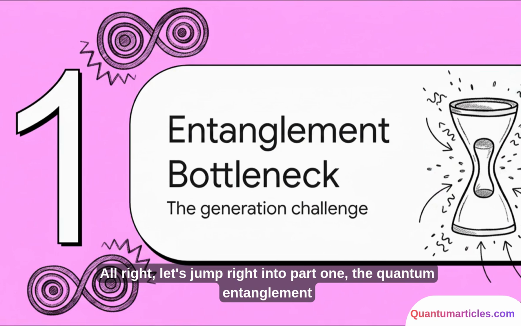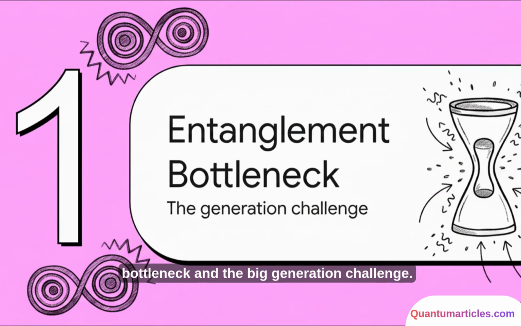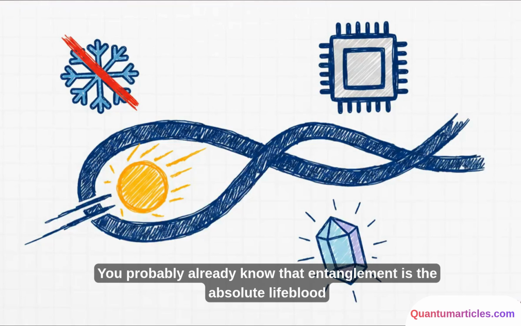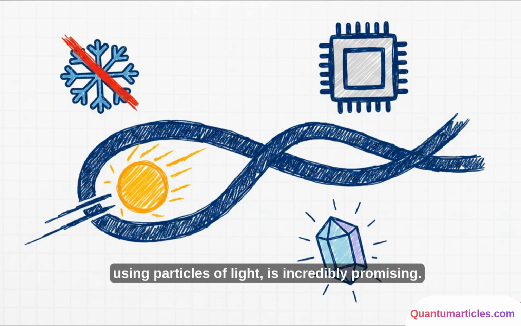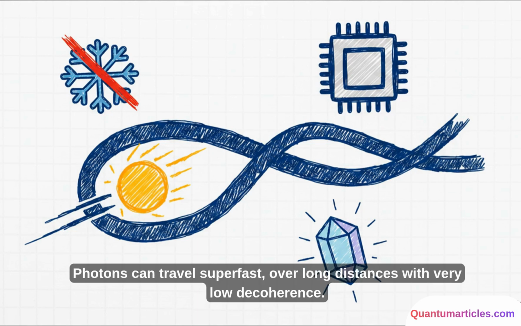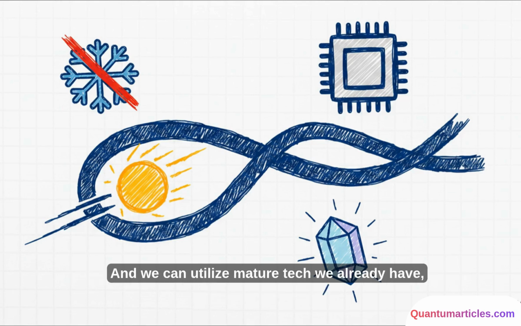All right, let's jump right into part 1, the quantum entanglement bottleneck and the big generation challenge. You probably already know that entanglement is the absolute lifeblood of quantum computing, sensing, and communications. And out of all the hardware platforms out there, photonics, using particles of light, is incredibly promising. Photons can travel super long distances with very low decoherence, and we can utilize mature tech we already have, like optical fibers and integrated circuits.